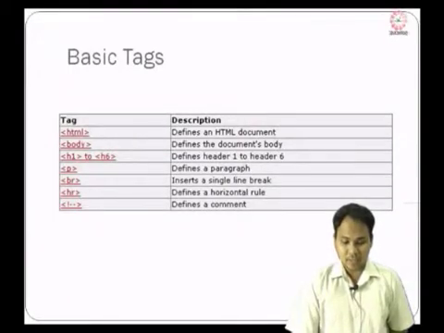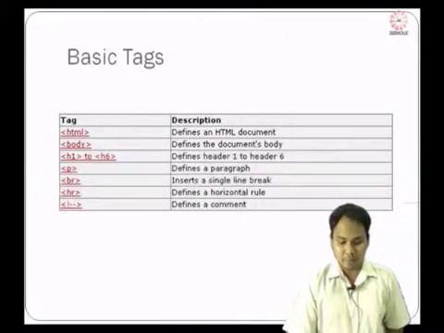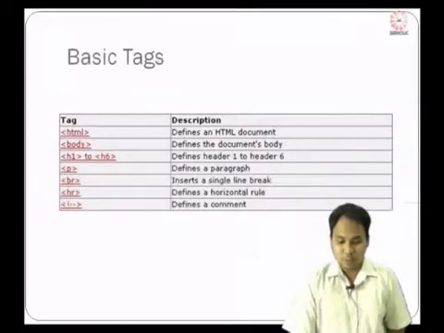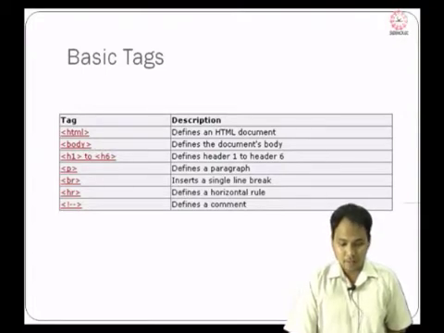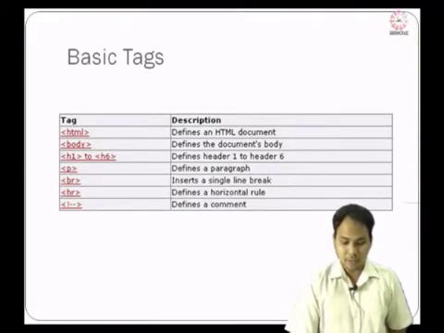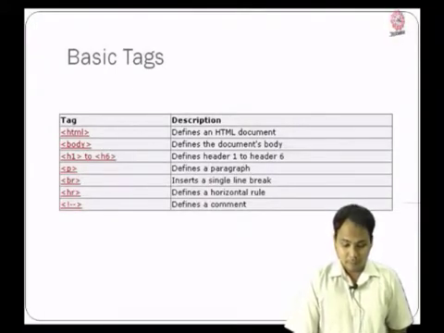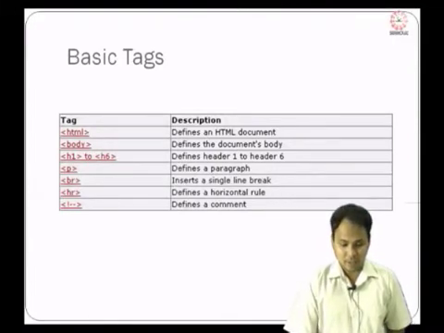And the basic tags. These are the basic tags given in this example. We have the HTML, which defines an HTML document, the body, which defines the document's body, H1 to H6 define header 1 to header 6, P defines a paragraph, BR inserts a single line break, HR defines a horizontal rule, and we also have the tag that defines a comment with an exclamation point after the opening bracket.